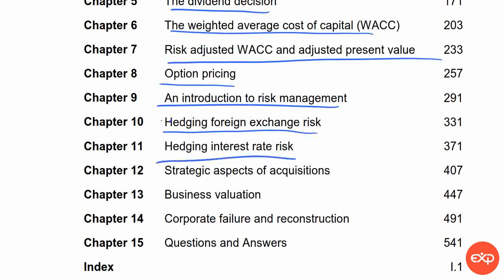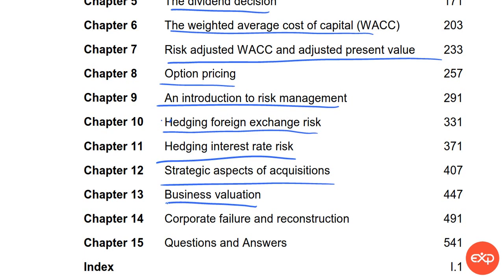Chapter 12, acquisitions and mergers. So we'll look at the theory behind why acquiring another organisation, another company might be a good strategic move, why it might not be a good strategic move. Related to that, in chapter 13, we're going to look at business valuations. So how can we value a company? So again, it might be because we're thinking of buying a company, it might be because we're thinking of selling a company. We want to place a value on that. So how can we do that?